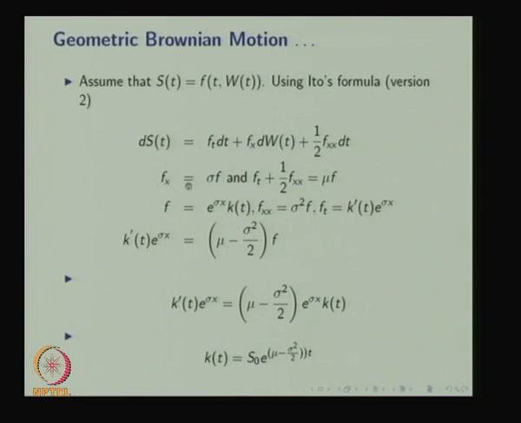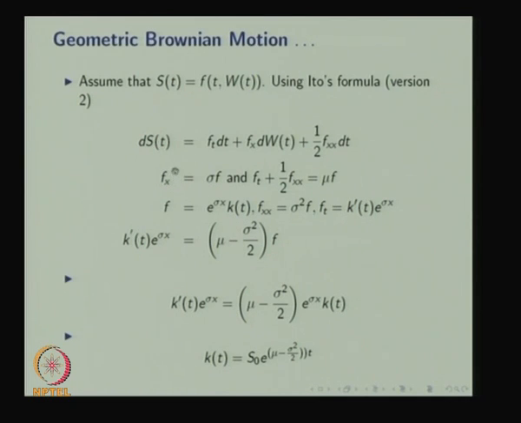So you can solve the equation f_x equals sigma times f. By solving you will get f equal to e to the power sigma x times some function of t, because this is a partial derivative with respect to x. Therefore the function is e to the power sigma x times some function of t.